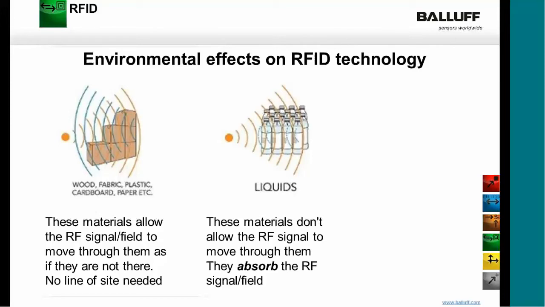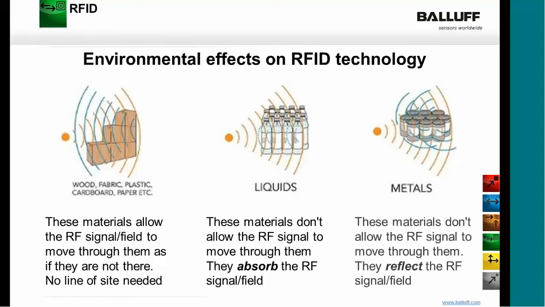Now there are other types of materials, such as liquids, where the RF signal is absorbed by the liquid. So the RF signal is not able to travel through liquid. On the other hand, with metals, it's actually the opposite. Instead of absorbing it, it acts as a reflector. So RF is not able to transfer through metal. It's actually reflected. So we need to be careful in understanding the environment in which we're implementing RFID technology.